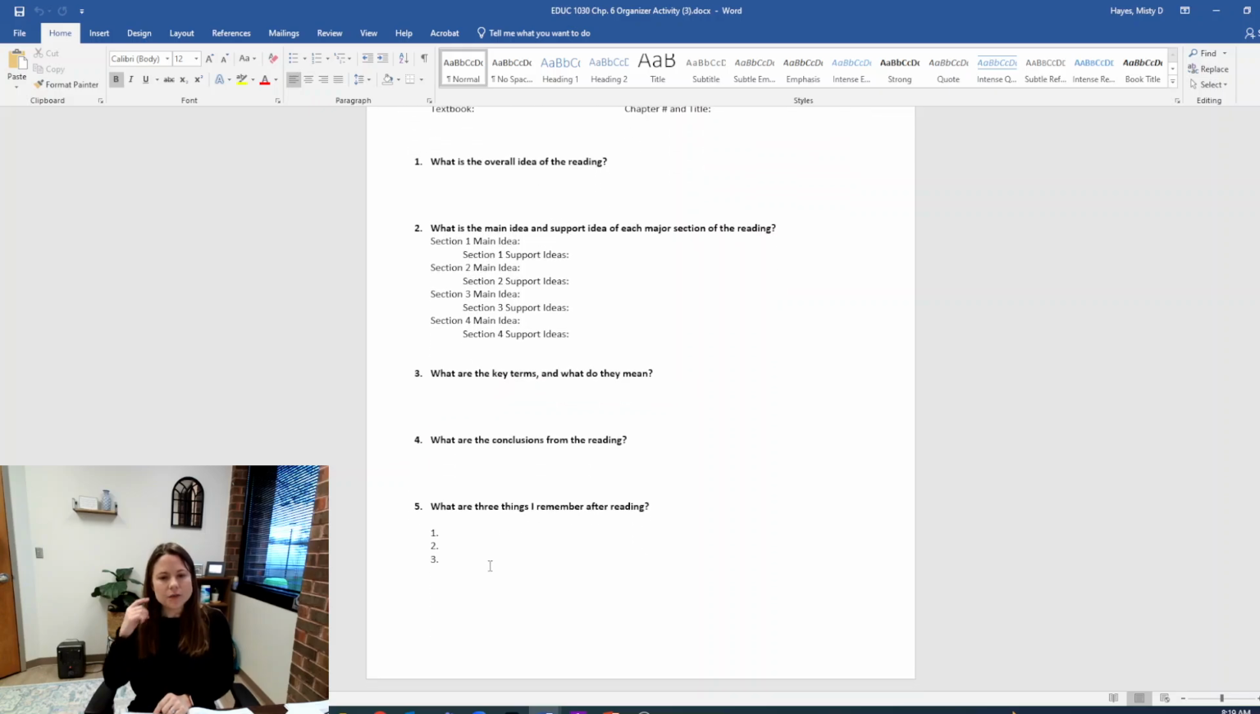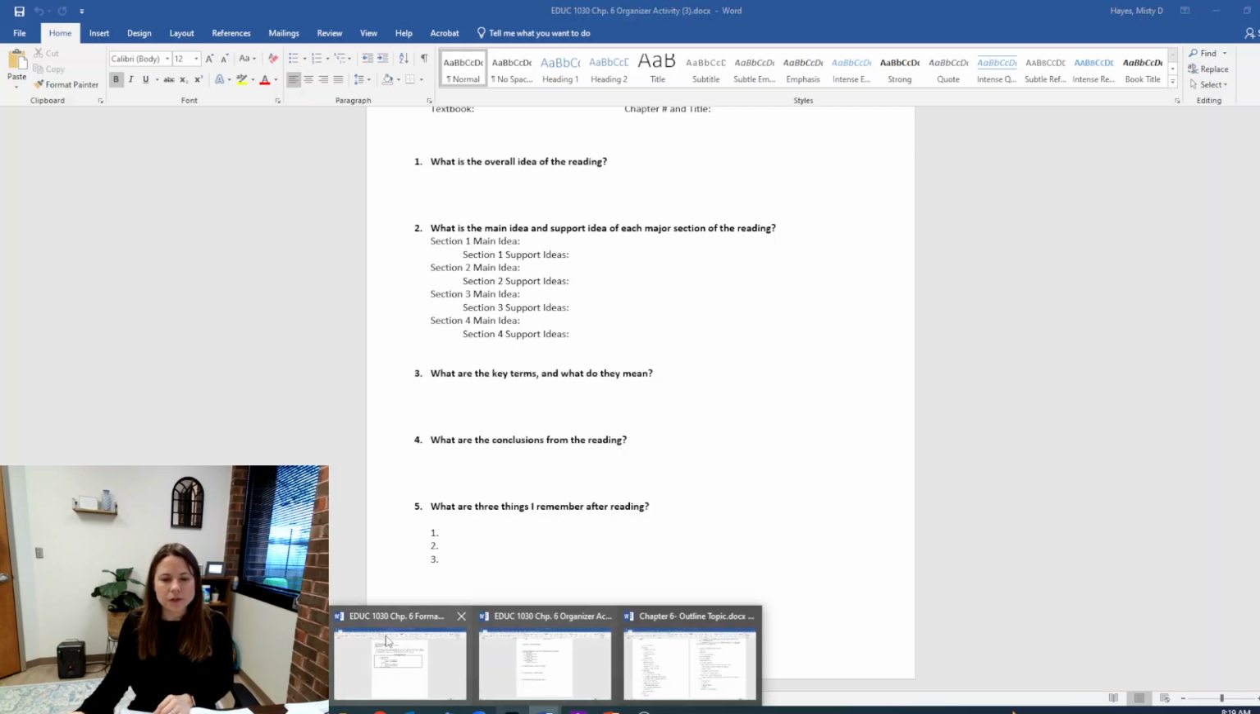So the next section really is talking about your conclusions. So what did you draw from reading? So what stuck out to you? What did you learn? What was the overall focus of the reading? And then the last section is, what are the 3 things I remember after reading? So those are 3 that stuck out to you. So you will complete this and turn it into Dropbox.